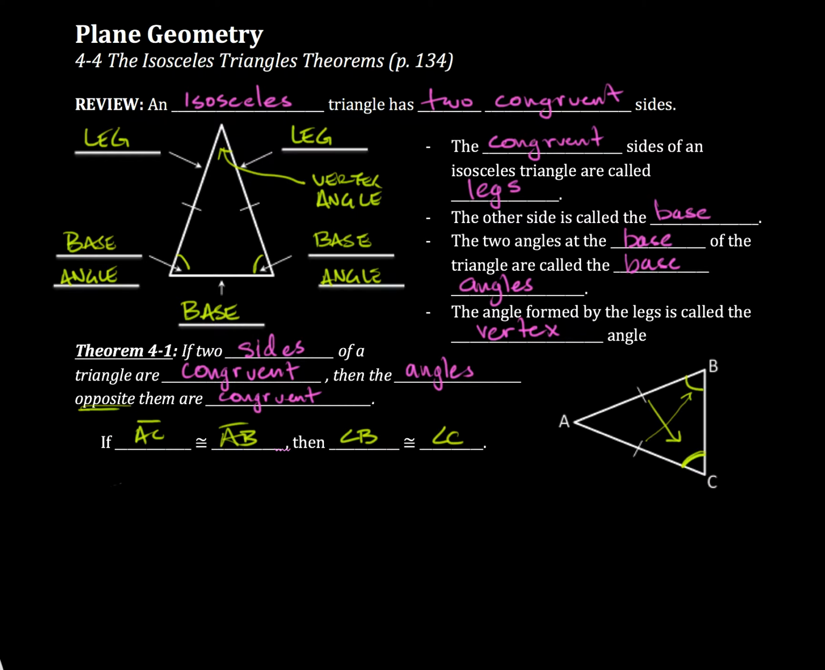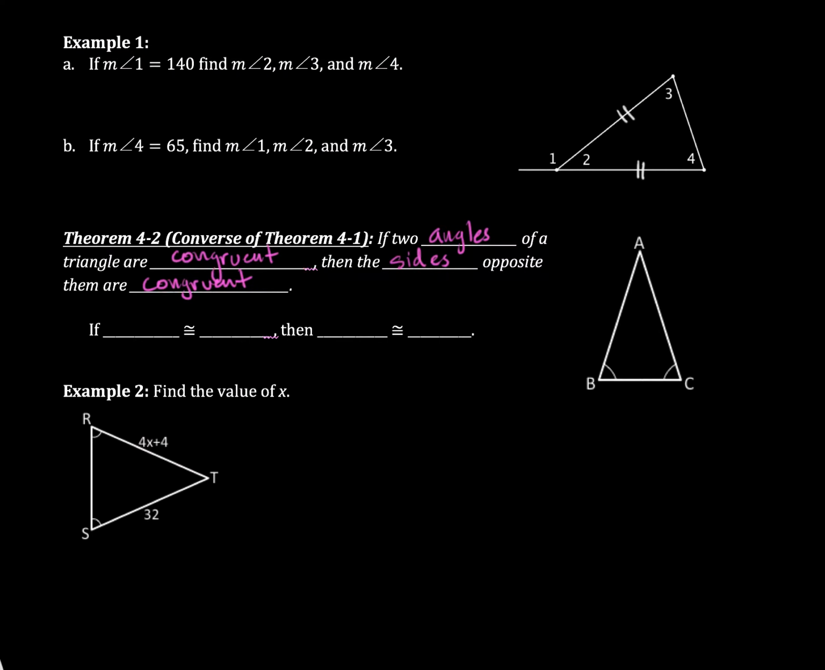That's Theorem 4-1. So if we wanted to try and apply that theorem to a picture like this, we have an isosceles triangle, right? And in example 1, we are told that the measure of angle 1 is 140 degrees. So let's just write that in there right there. 140 degrees for angle 1. What's the measure of angle 2, angle 3, and angle 4?